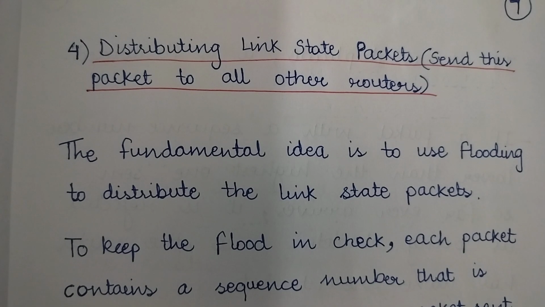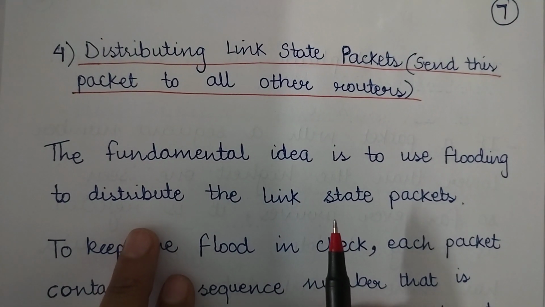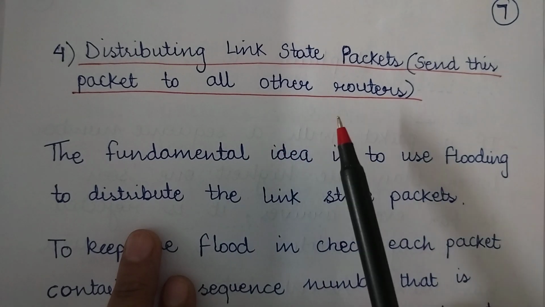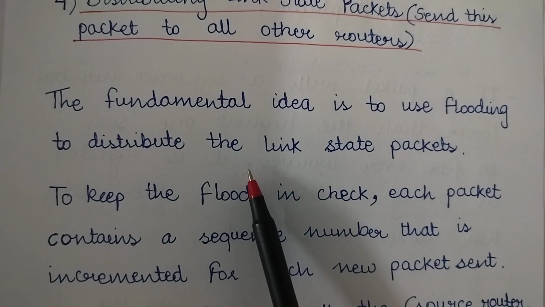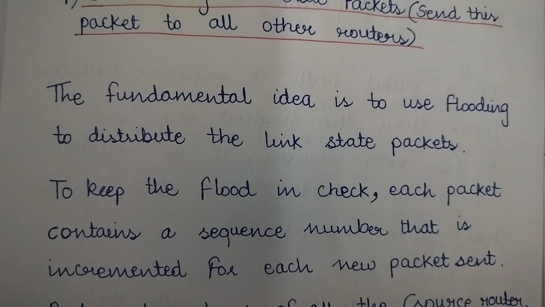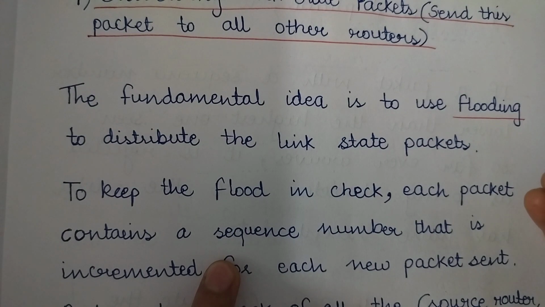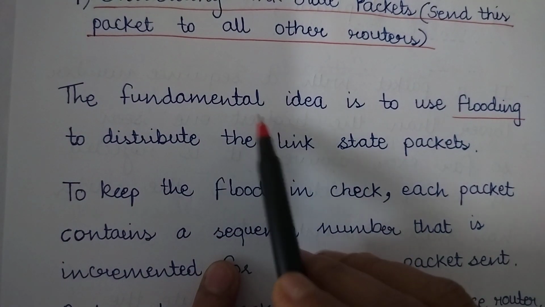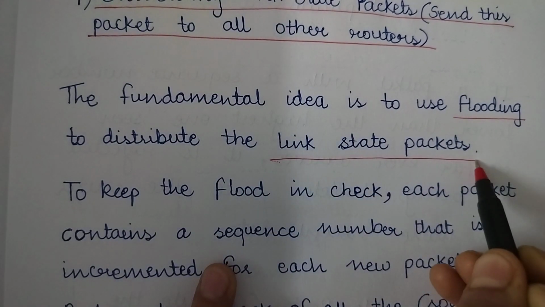Next, the fourth step says distribute the link state packets. That means once those link state packets are constructed, the next task is to distribute them so that other neighboring routers also know the information about their neighbors. So the fundamental idea is to use flooding. Now how do you distribute this packet? Basically you have to broadcast the packets, because you want this information to be sent not just to a single destination router but to multiple destination routers. So what is the best approach? Of course, when we have to broadcast data, we can use the flooding routing algorithm. So the fundamental idea is to use flooding to distribute the link state packets.